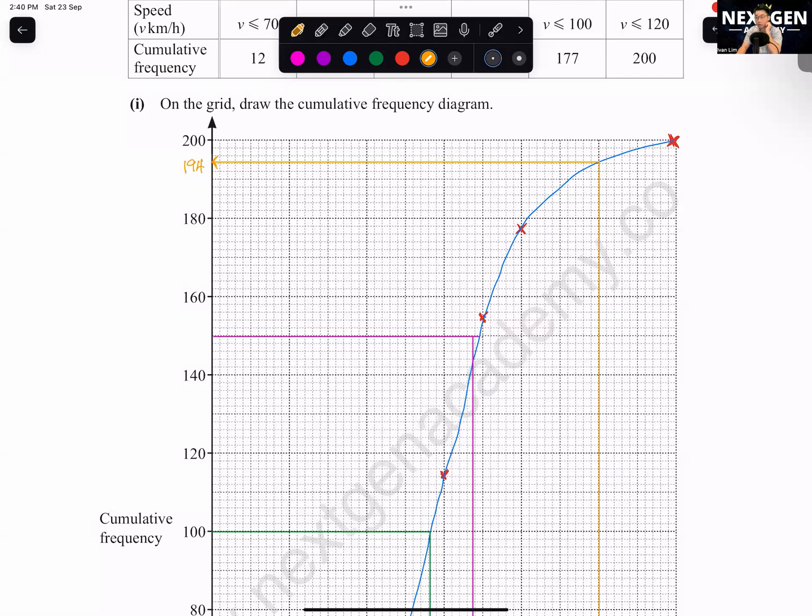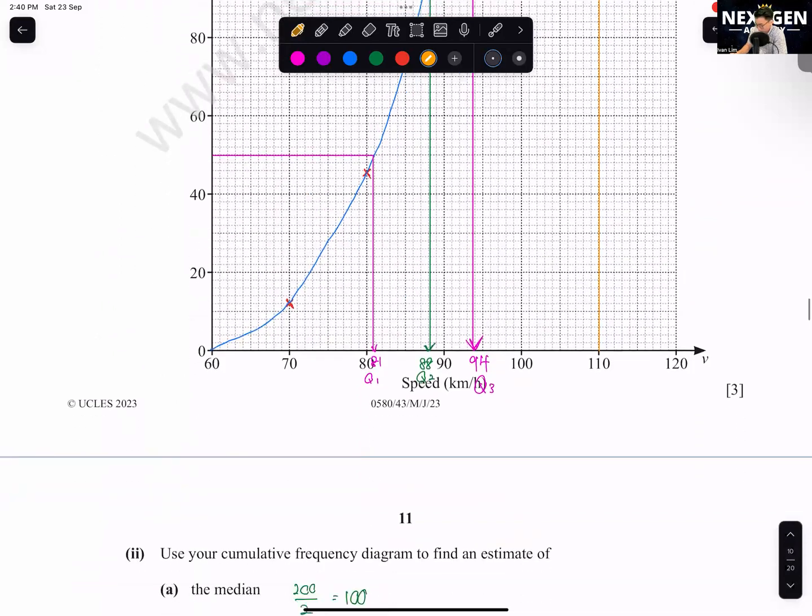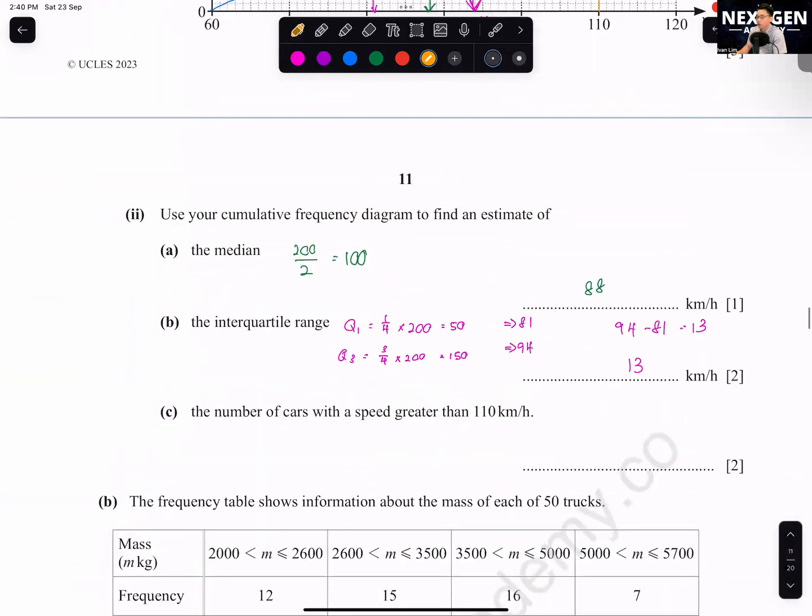Yeah, so 194 is values that are less than 110. So more than, you will take 200 minus 194. Okay, which is equals to 6.